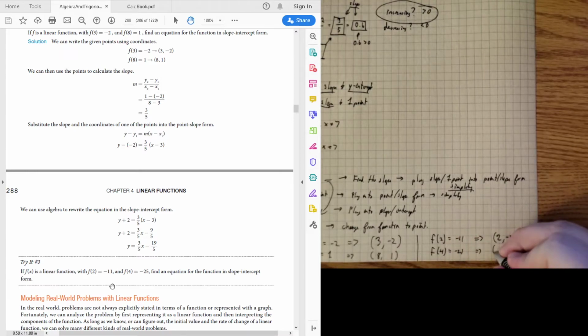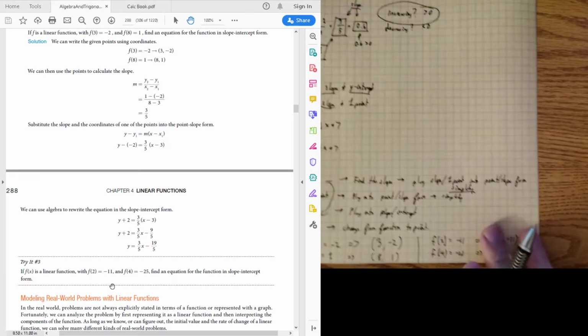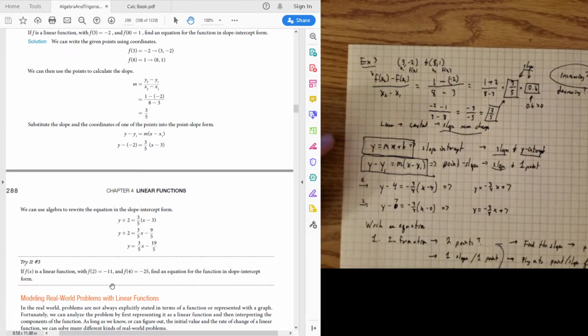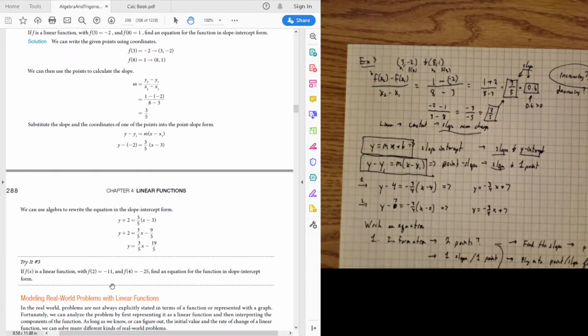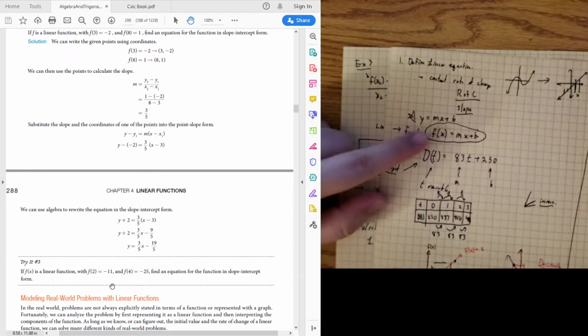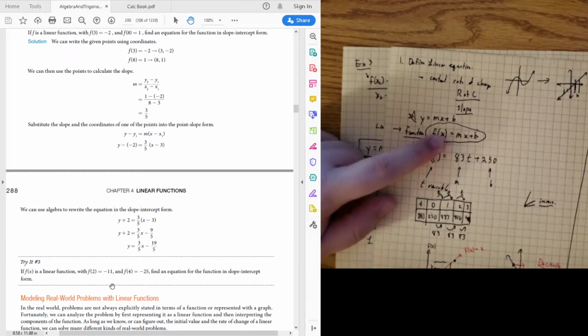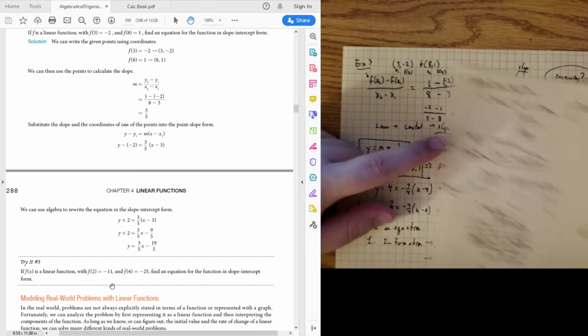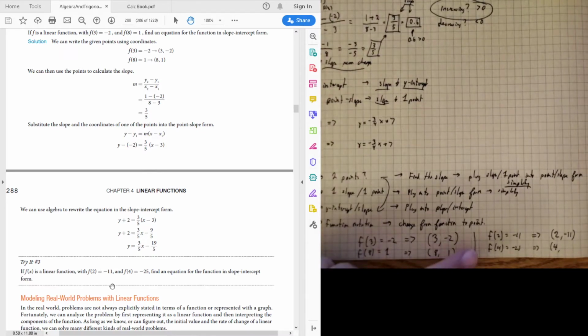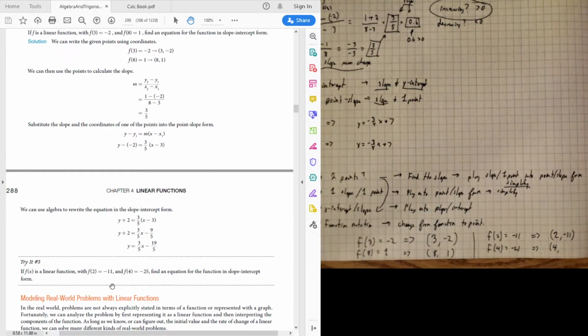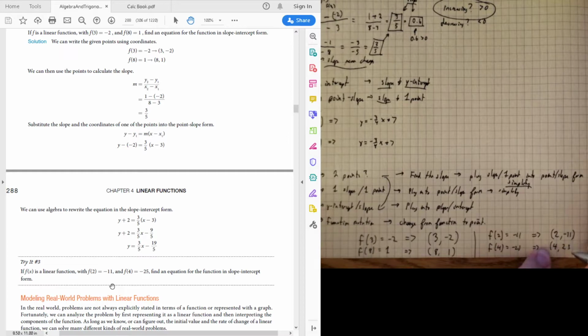F of 4 equals negative 25. This tells me that my x value is 4. How do I know the x value is 4? Well, because if I go back to my old function notation from the very beginning, remember, it's f of x. So if something is inside of here that's not x, it must be the same as x. So if it says f of 2, that must mean 2 is our x value. If it says f of 4, it must mean 4 is our x value, which means the other one has to be the y. There is no choice. So this is why it's (4, negative 25).